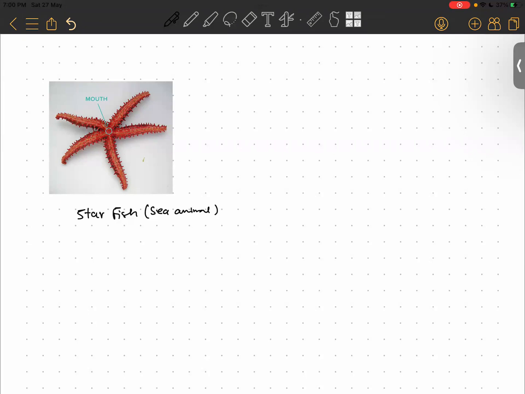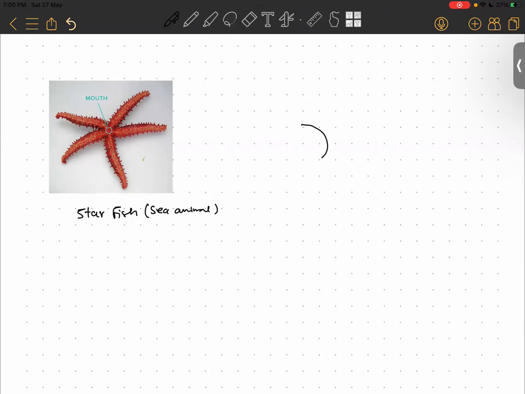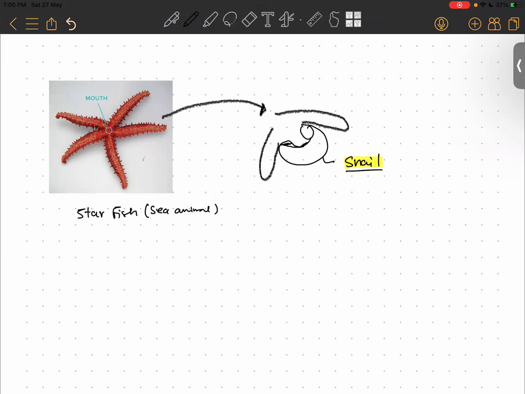Let's say there's a snail here. Now, what happens if this starfish comes near to this snail? It will entrap the body of the snail like this. It will cover the whole snail.